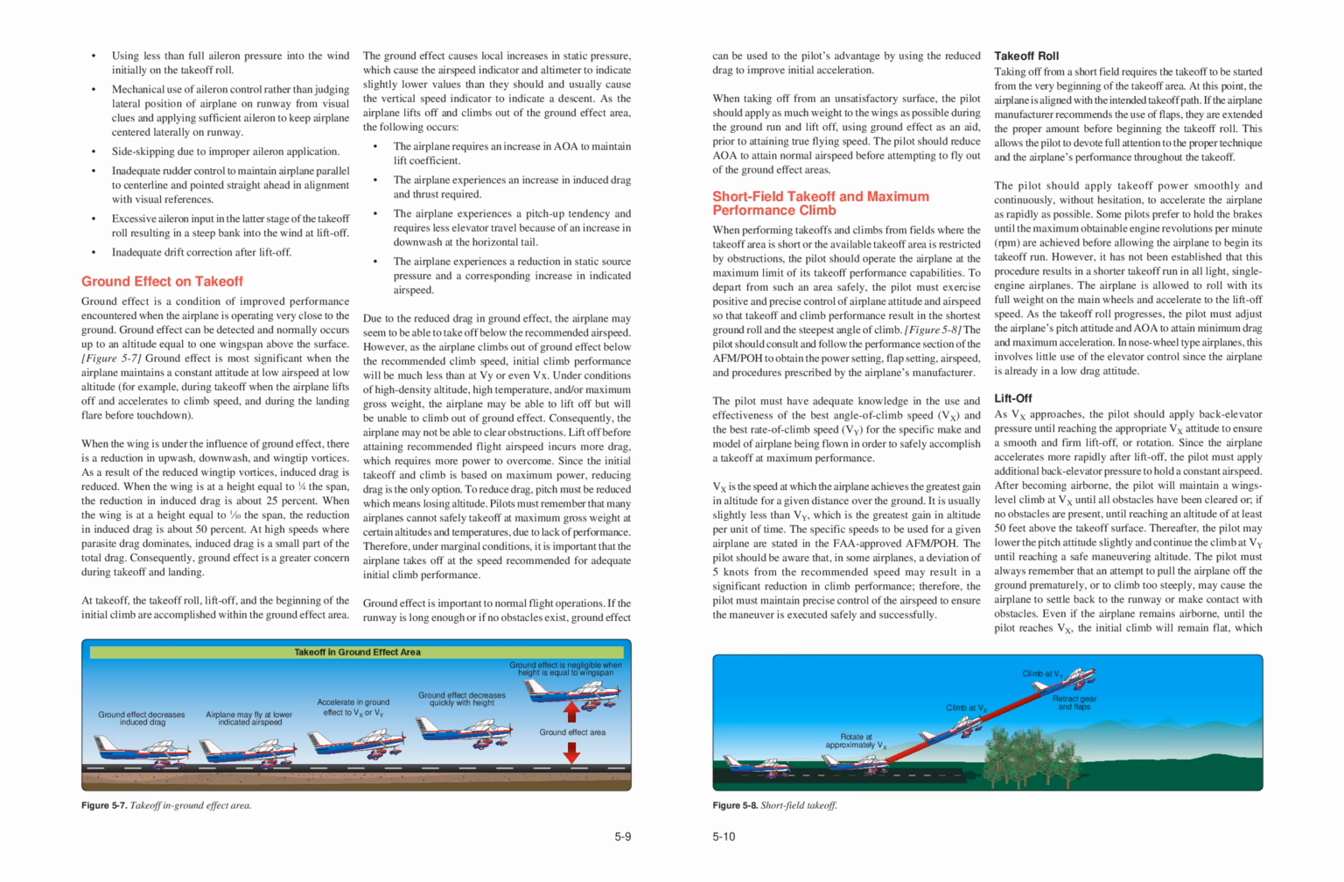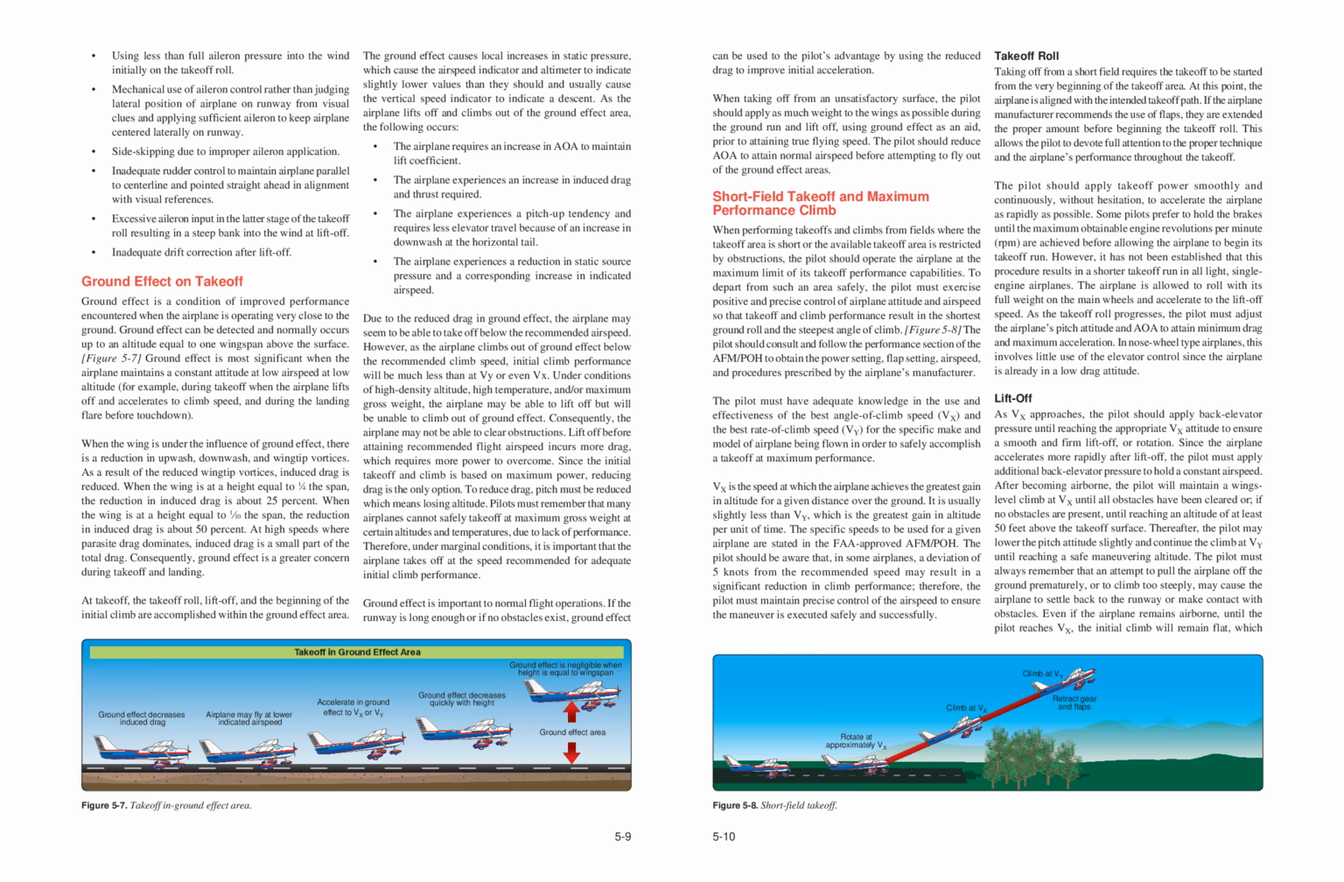Ground effect can be used to the pilot's advantage by using the reduced drag to improve initial acceleration. When taking off from an unsatisfactory surface, the pilot should apply as much weight to the wings as possible during the ground run and lift off, using ground effect as an aid, prior to attaining true flying speed. The pilot should reduce AOA to attain normal airspeed before attempting to fly out of the ground effect area.